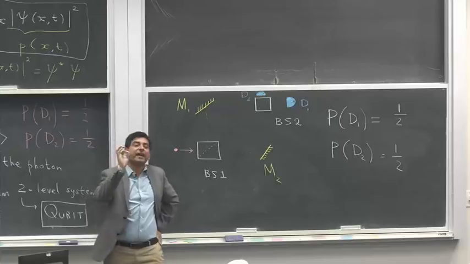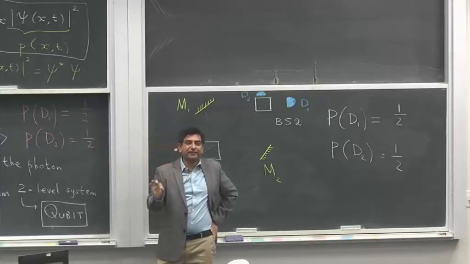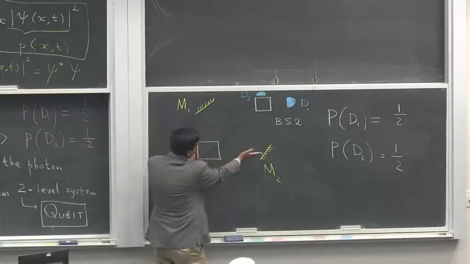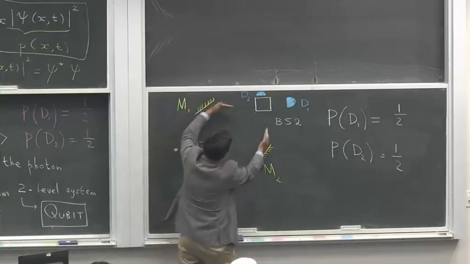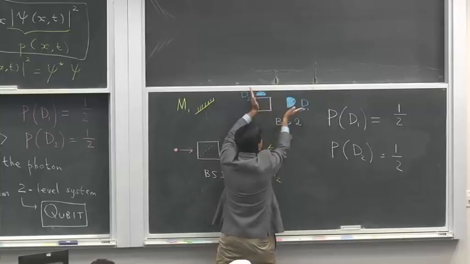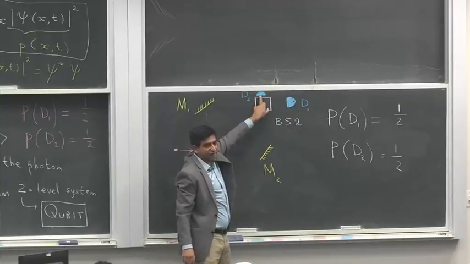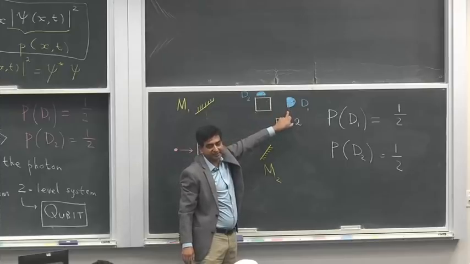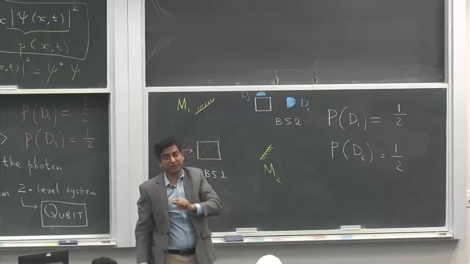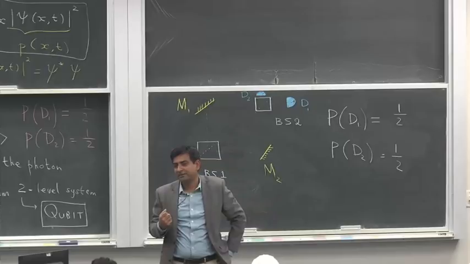So first of all, the naive response to this question is that either of these detectors is going to click. Because the 50-50 beam splitter, it either reflects or transmits. Light comes in here, it either reflects or transmits. So there's a half probability that this detector is going to click and a half probability that this detector is going to click. But lo and behold, when you perform this experiment in the laboratory, it's only one detector that clicks. Now how do we explain that?